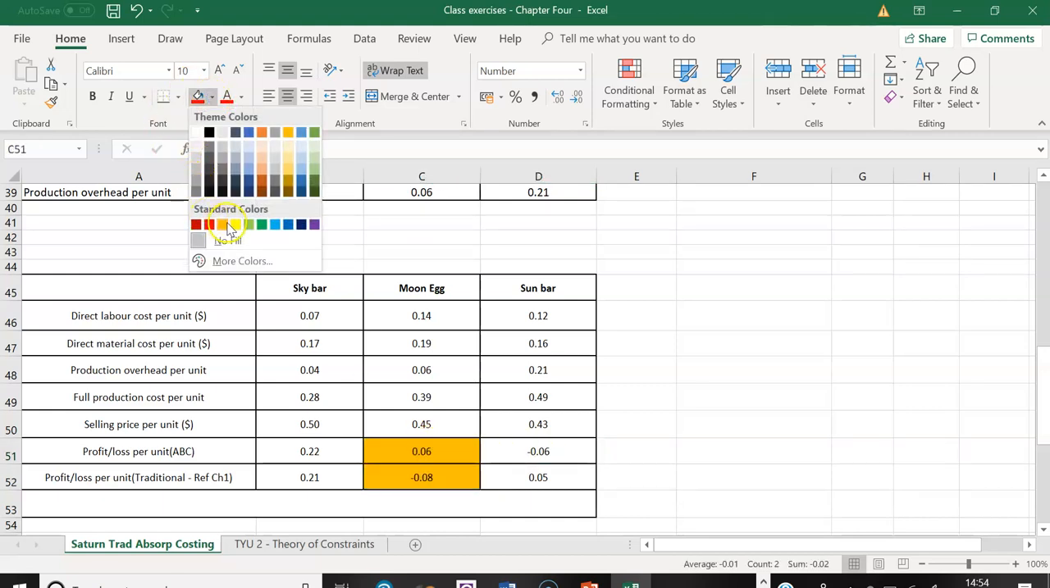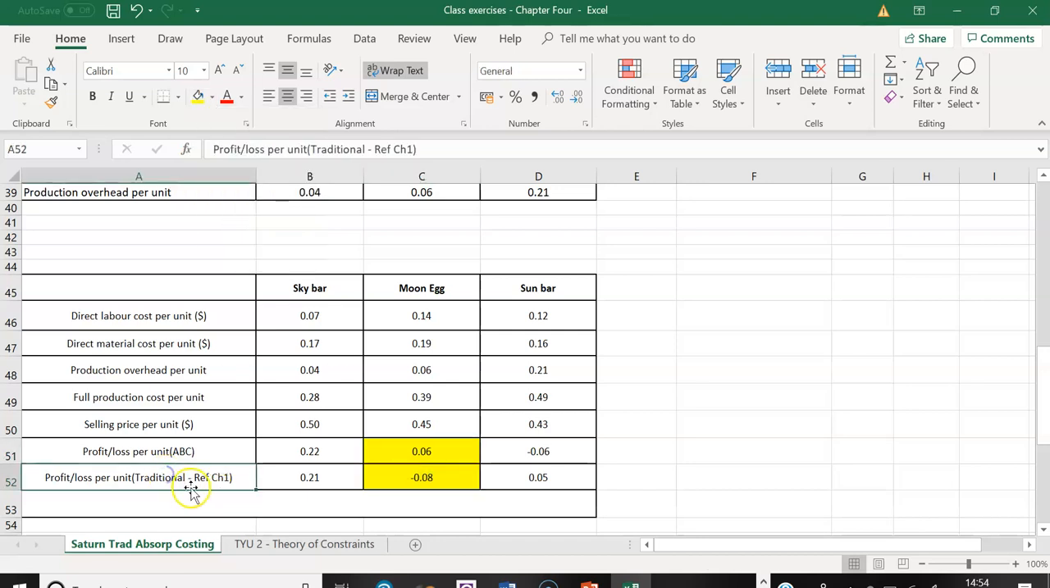Focusing here, we can see that I've referenced chapter 1. I brought in what the profit and loss was using traditional, and we can see that when we use traditional, we had concerns about Moonpig, but now that we're using activity based, we have a different figure. And the same thing applies here. We were apparently profitable when we were doing Sunbar using the older method, but now using the new method, we're actually making a loss.